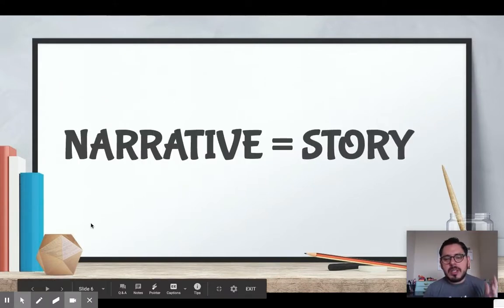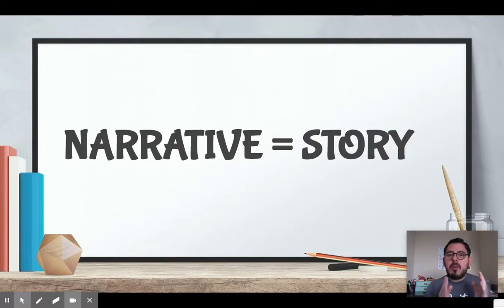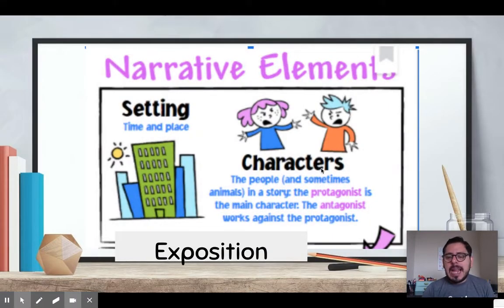All right, so I just wanted to point out that narrative is almost exactly a story. Whenever we hear narrative, we're actually saying story. So narrative is the same thing as a story. So what are the narrative elements? Here we go. First of all, setting. I know that in third or fourth grade, they told you that setting is the place where something happens. But in fifth grade, we also add the time. So setting is the time and place where something happens, where a story happens.